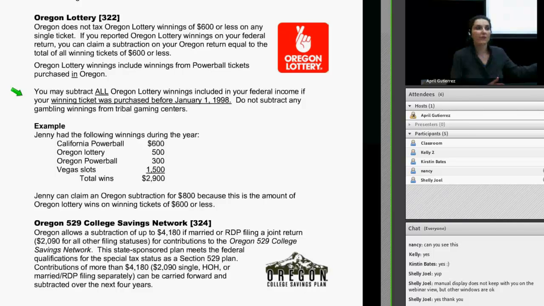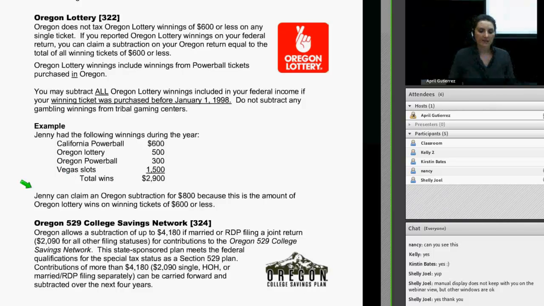And I know that was, at one point, a most frequently missed question on the Oregon exam. They gave an illustration with a person who had purchased a winning ticket before 1998, that person then had winnings that were being paid in a later year. How much of those winnings were a subtraction? And the answer is all of them.